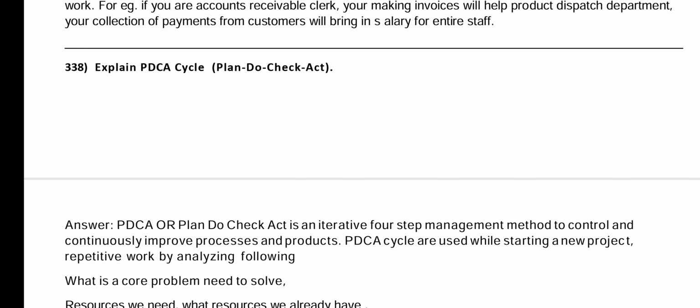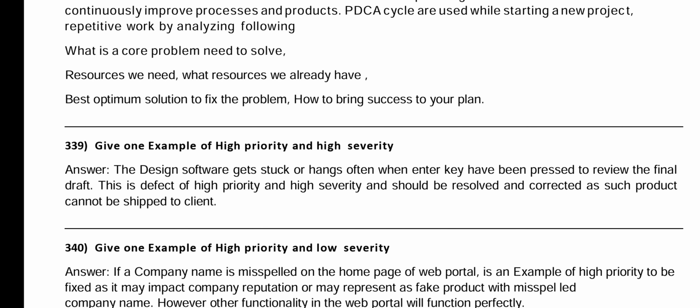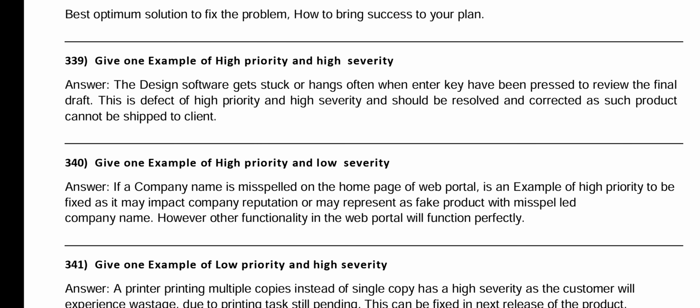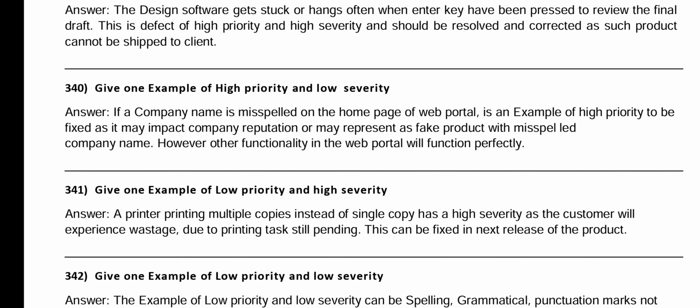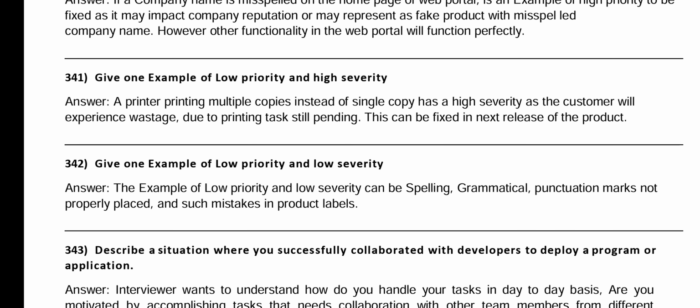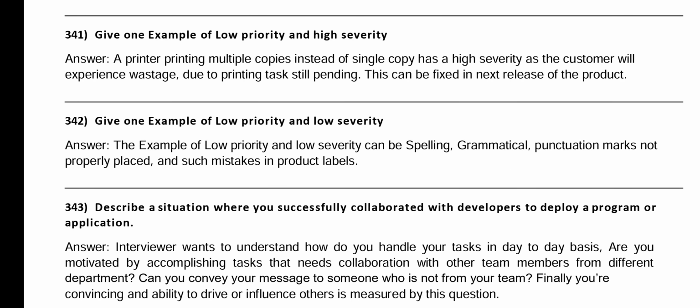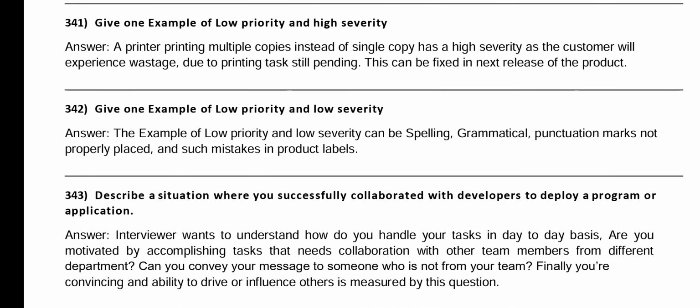Explain the plan, do, check, act cycle. Give one example of high priority and high severity. Give one example of high priority, low severity, and similarly give one example of low priority and high severity, and give one example of low priority and low severity.